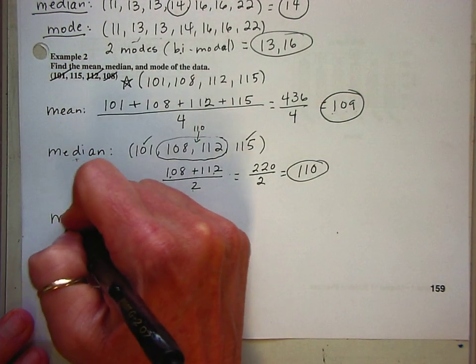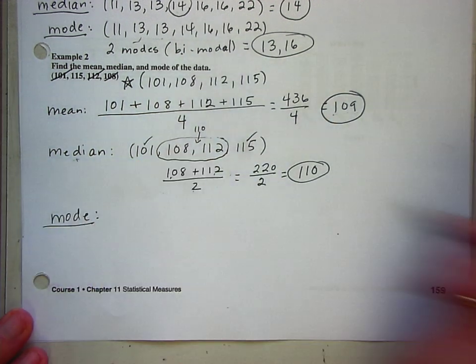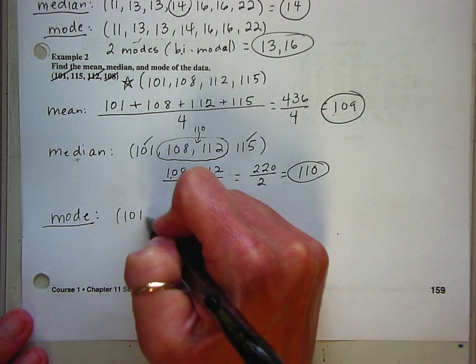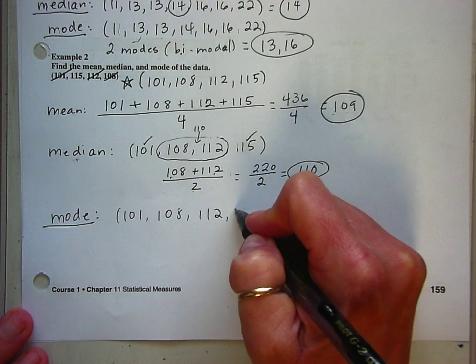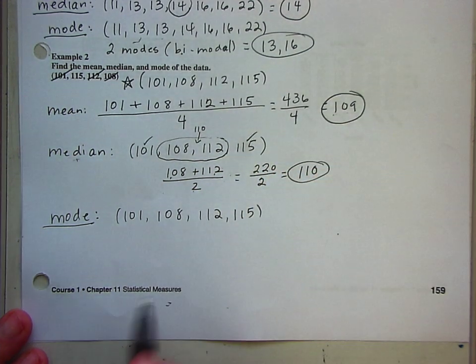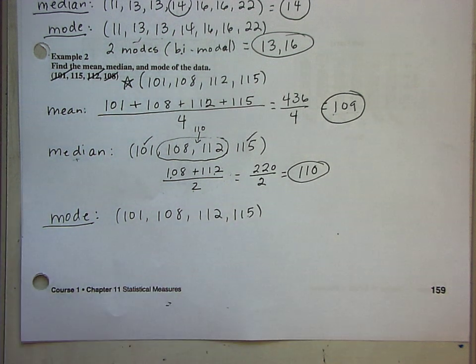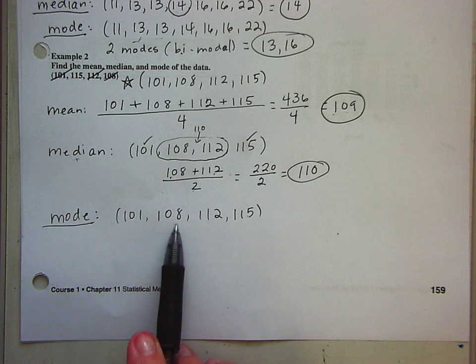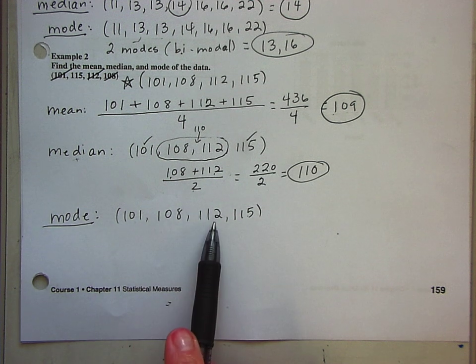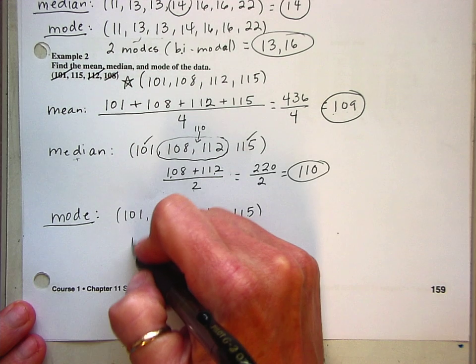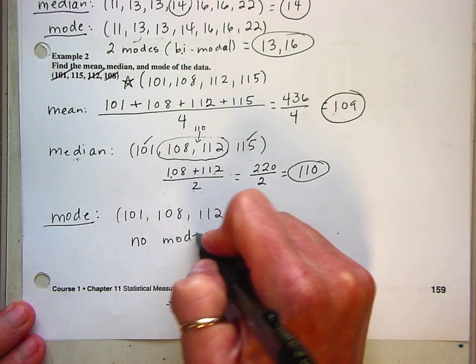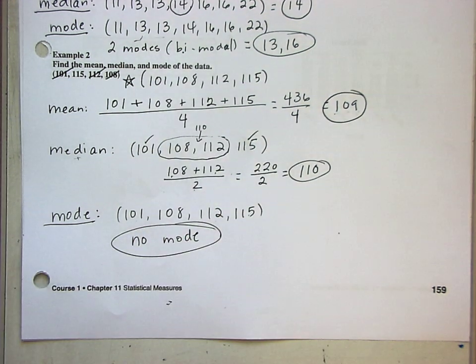You only do this step when there's 2 middle numbers. All right, mode, the number or numbers that occur the most. So our data set is 101, 108, 112, and 115. Are there any numbers that occur more often than the others? This occurs once, 108 occurs once, 112 occurs once, and 115 occurs once. So therefore, there is no mode. There is no mode of this data set.